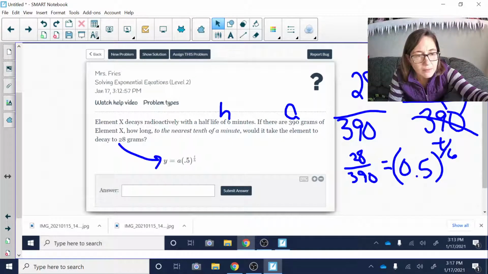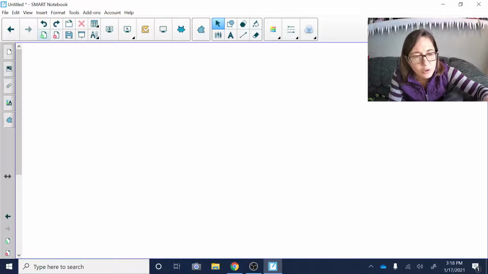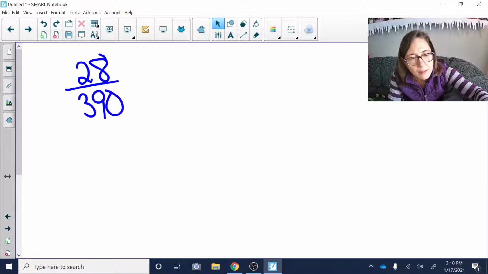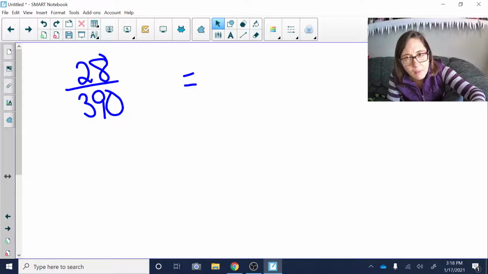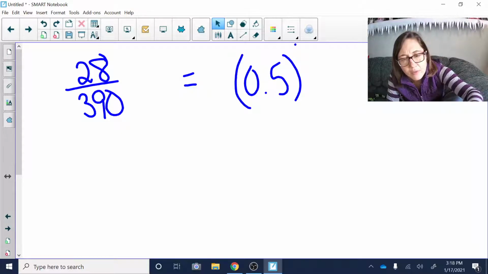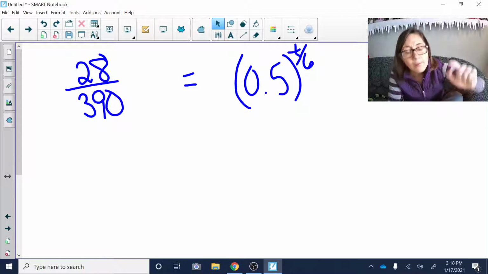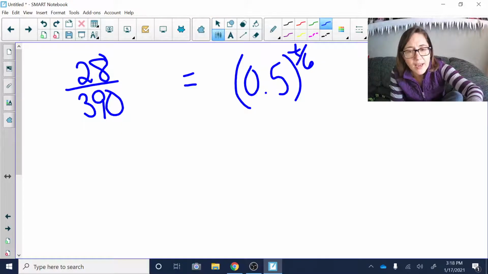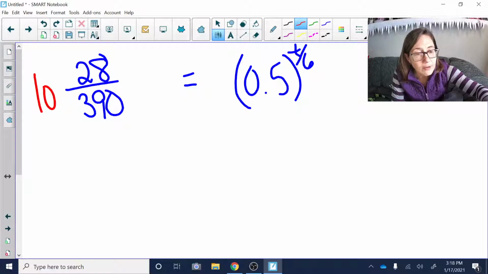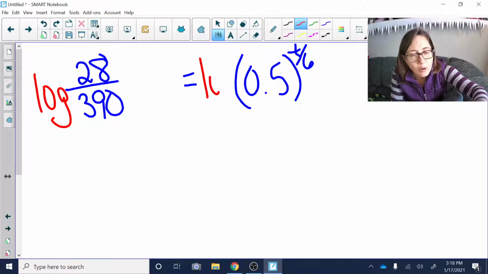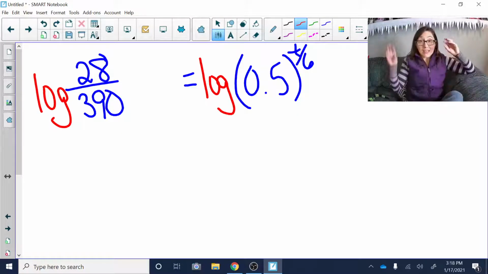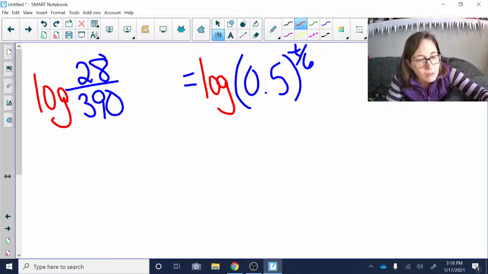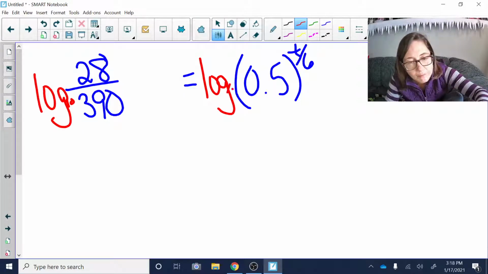And I do want a fresh page for this. It's too messy. So 28 over 390 equals, what was it, 0.5 to the t over 6. So I'm going to take the log of both sides right now. We have to be fair and do this on both sides. So I'm taking the log. You can see the fairness in the red, that I'm doing that on both sides. If it makes you feel better, you can write the base 10 here. You can squeeze it in.